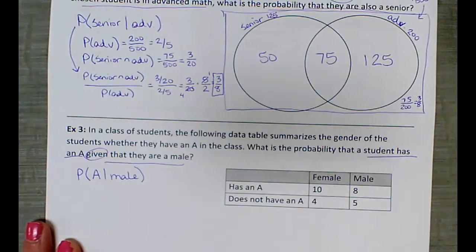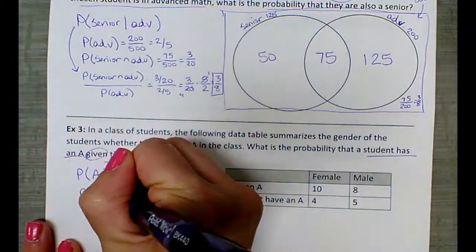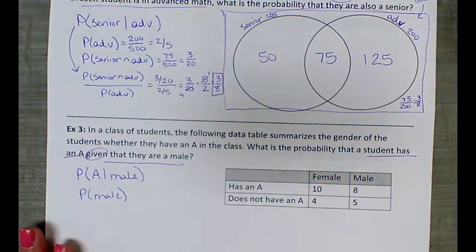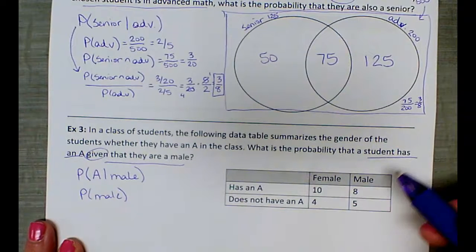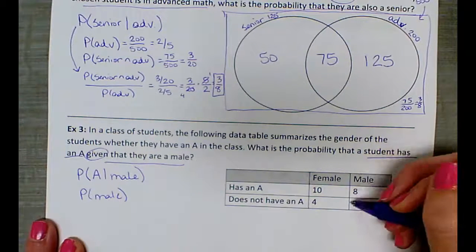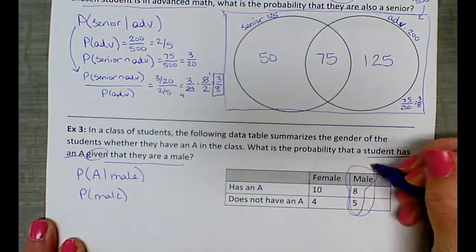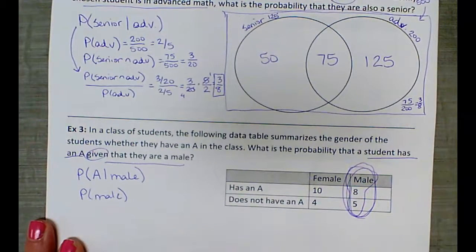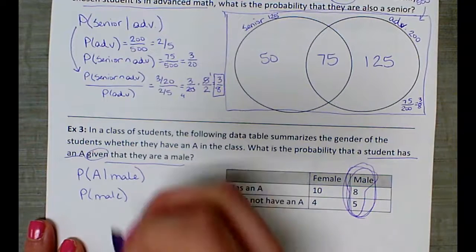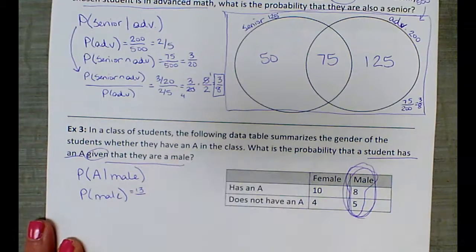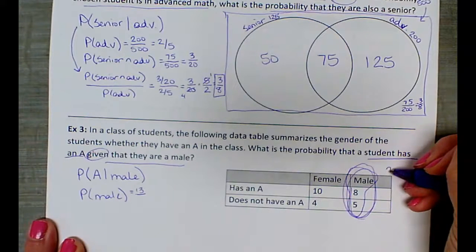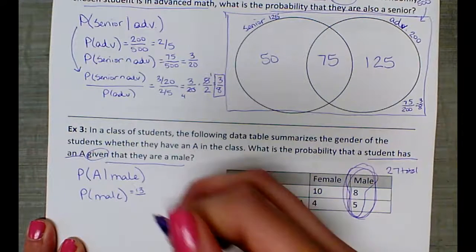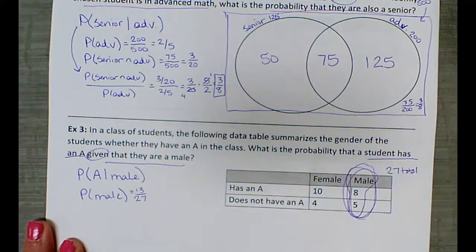So I need to find the known probability, the probability of a male student. So I go look at my table. I've got females here and males here. So the number of males is 8 plus 5, and 8 plus 5 is 13. So that's 13 out of the number of total students. And the number of total students is 13 plus 14, and 13 plus 14 is 27. So that's 13 out of 27, not simplifiable.